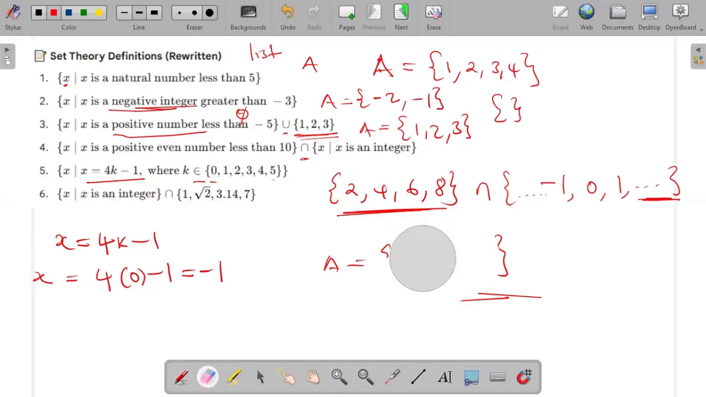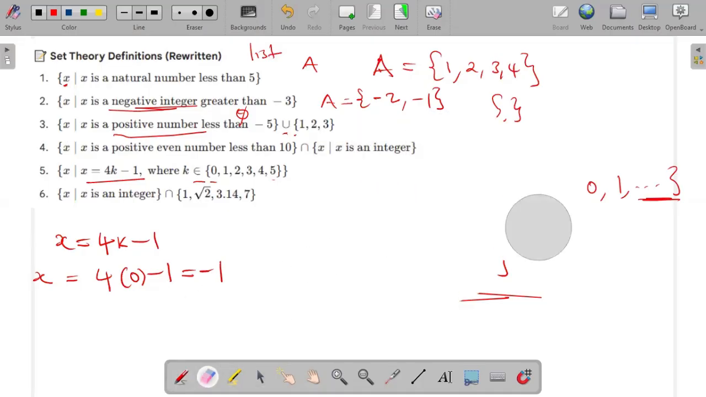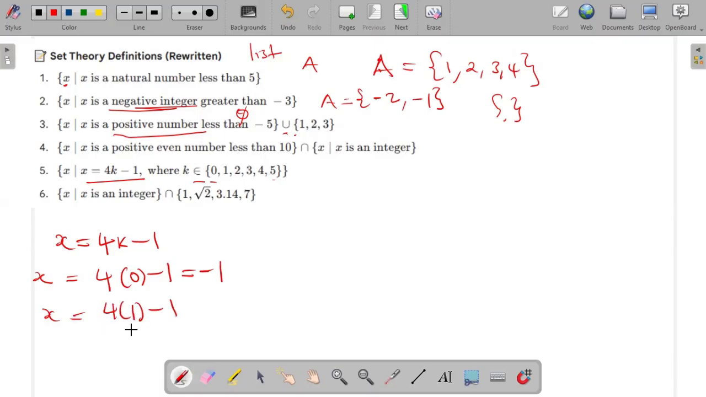So I'm going to erase all this here so that we have more space. Then next, the next value of x is going to be when k is 1. So when k is 1, I place 1 here. So I have 4 minus 1, which gives me 3. Then when k is 2, this will give me 8. So 8 minus 1, I'll get 7.